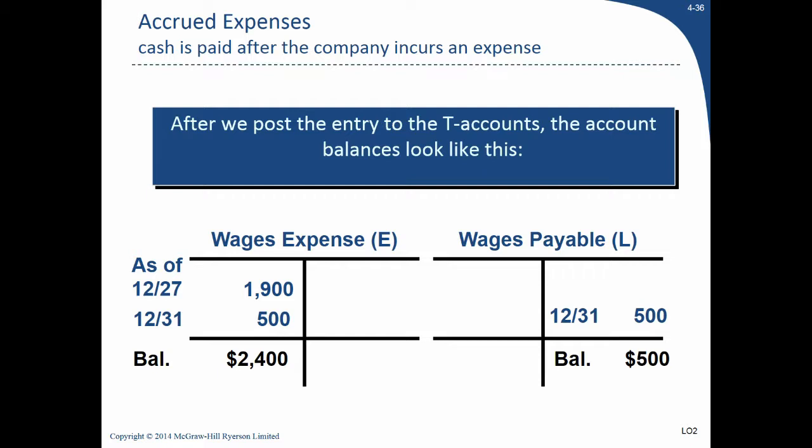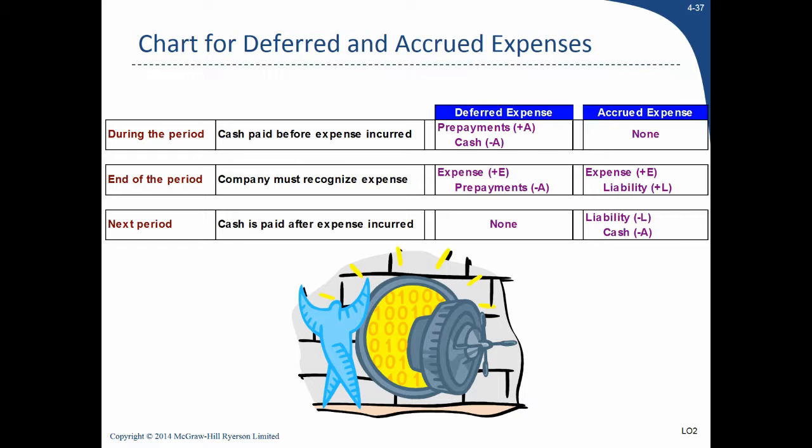Okay, so here's how the T accounts look. Remember how I said the beginning balance was $1,900? So this is just another representation of the same thing.